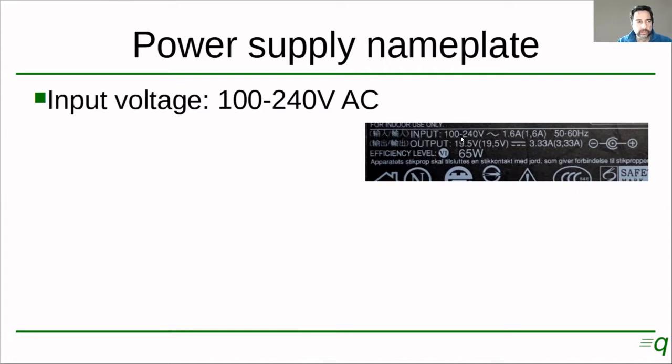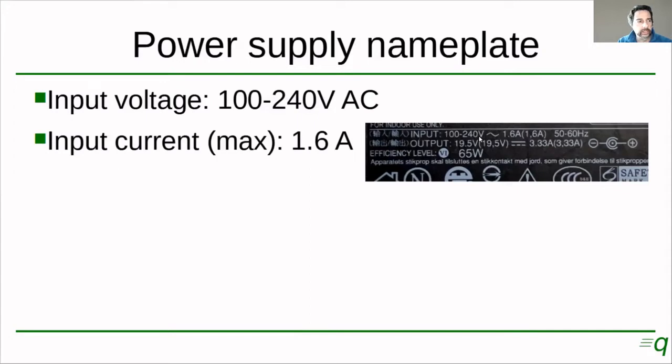So remember, in the United States and other places in North America, you have 120 volts. And in Europe, you have 220, 240 volts. So this means that this power supply can be used anywhere in the world. Any voltage from 100 to 240 is going to work well here.